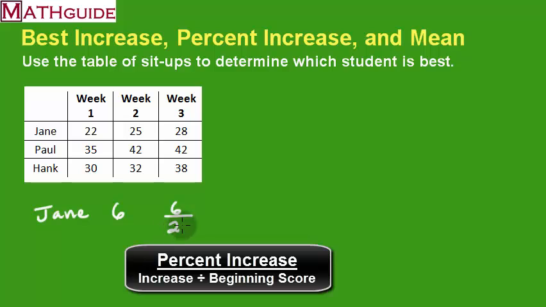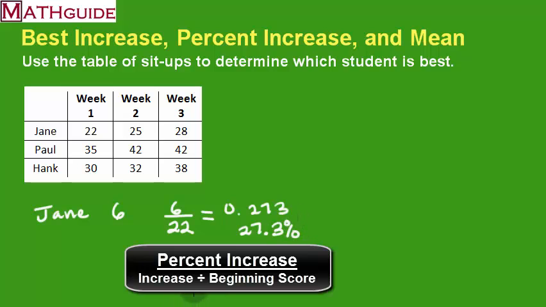So her first amount was 22. Of course, she increased by 6, and we're going to determine what that is as a decimal. So you throw that into a calculator, and it comes up to be 0.273 approximately. So that is approximately 27.3%.